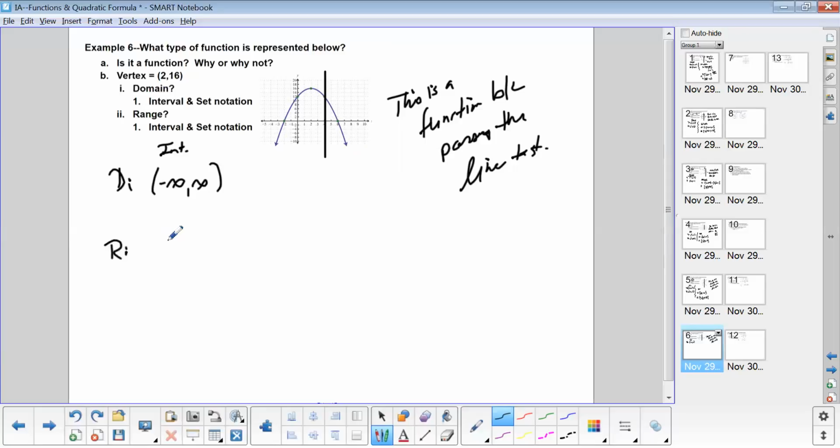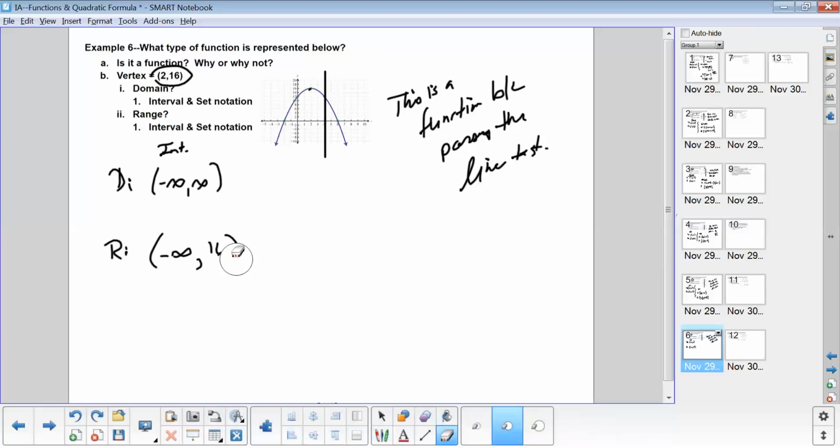And the range, careful, it's going to be different. So up here, it's a maximum value of 16 on the y value. So what we're going to have for range in interval notation is from negative infinity, because remember it continues to go down, so from negative infinity to positive 16, and that is inclusive. So I need a bracket.